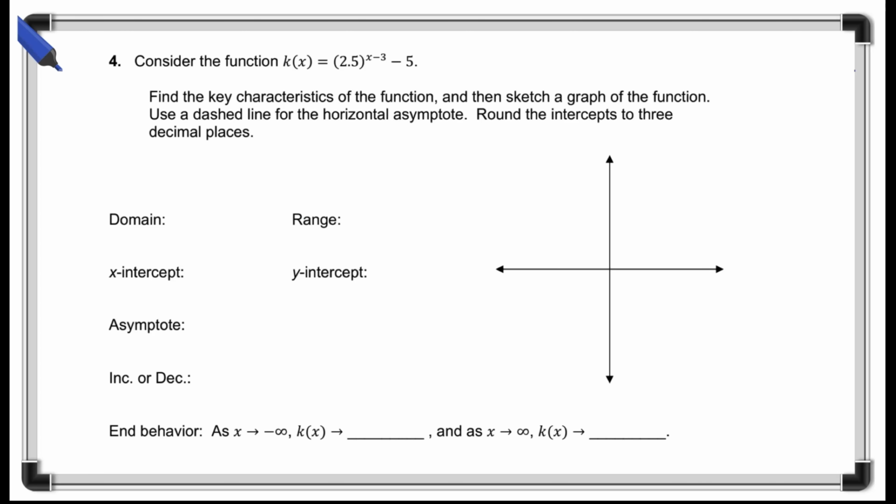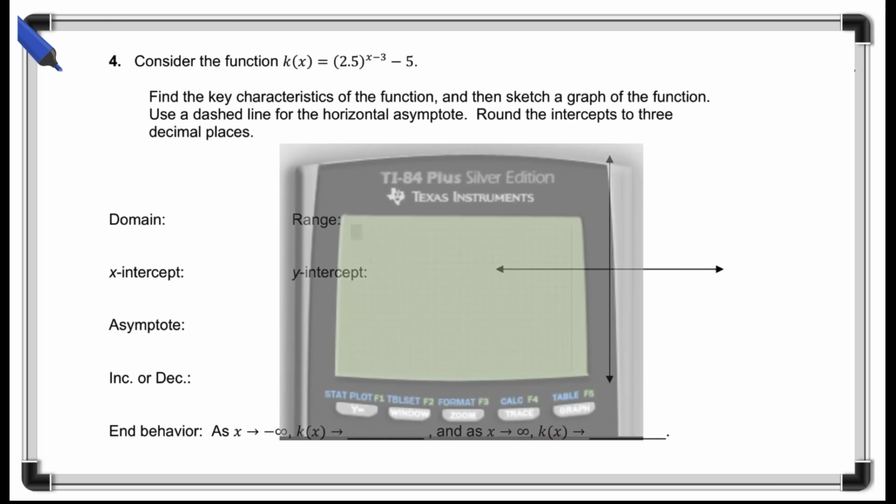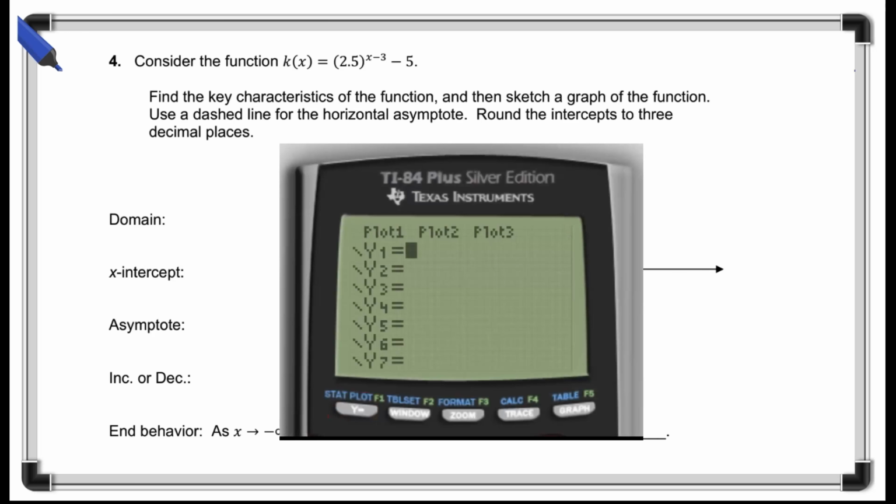So in this question, let's go ahead and plug this into our calculator. We're going to go into y equals. I'm going to type in 2.5 raised to the x - 3. And then the -5 goes outside of the exponent, so it just goes a little lower. We are going to graph.